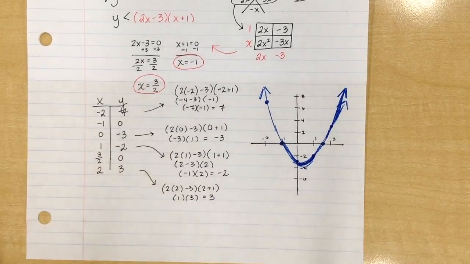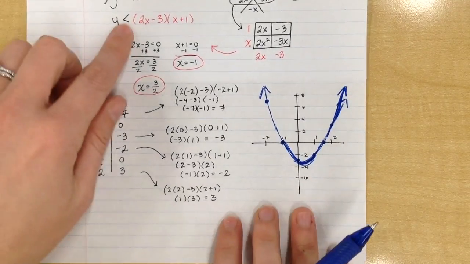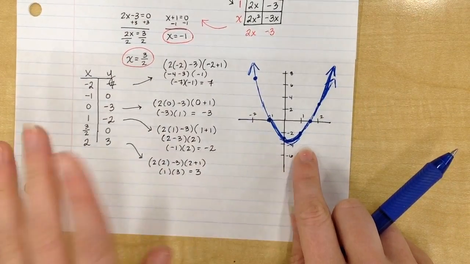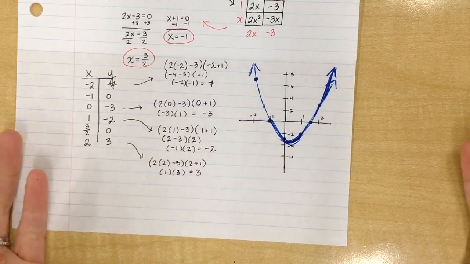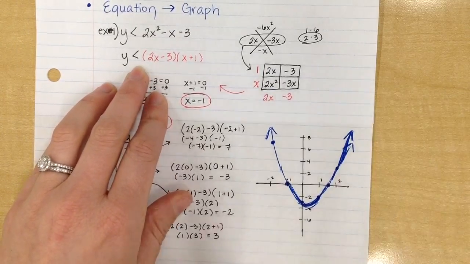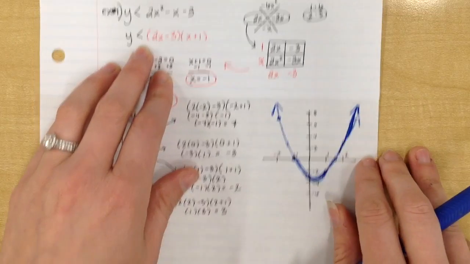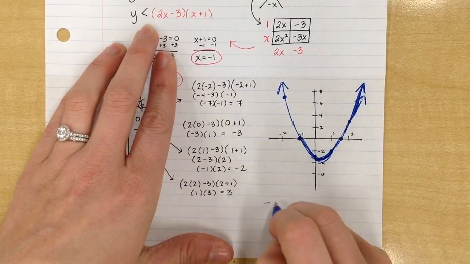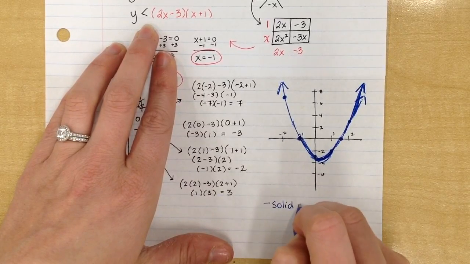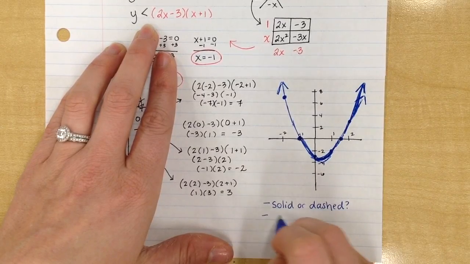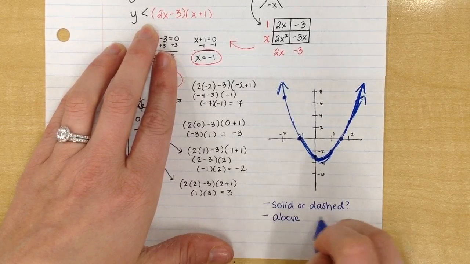Now, we aren't actually done yet though, right? Like, we have an inequality. This would be such a great graph if this was an equation, but it's not. This is an inequality, so we have to go back to the drawing board at the very end, and I'll tell you, this is what so many people make mistakes on. Okay, we still have to ask, is it going to be solid or dashed? And we still have to ask, is it above or below?